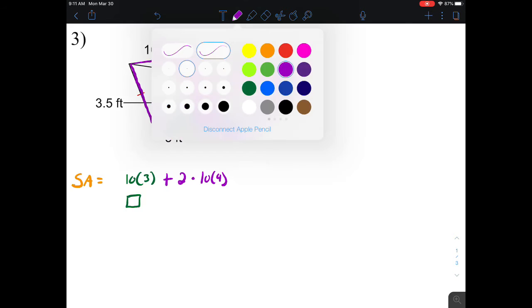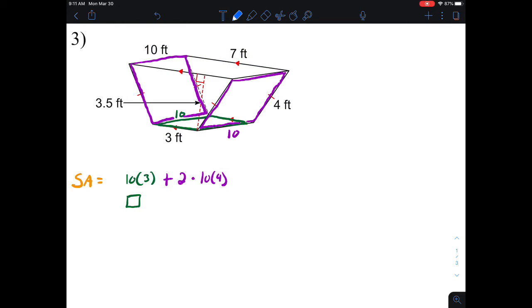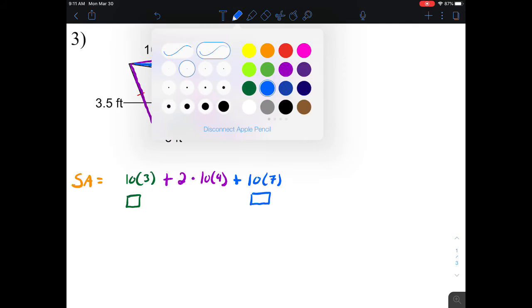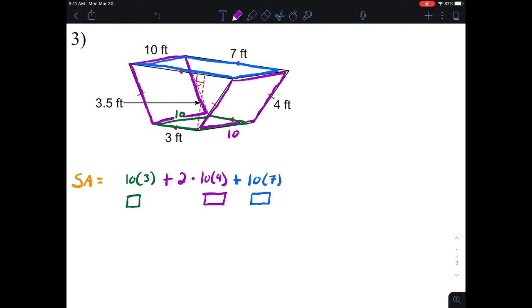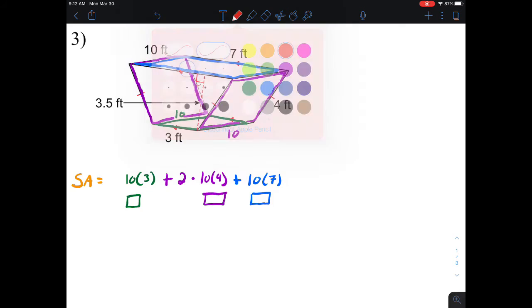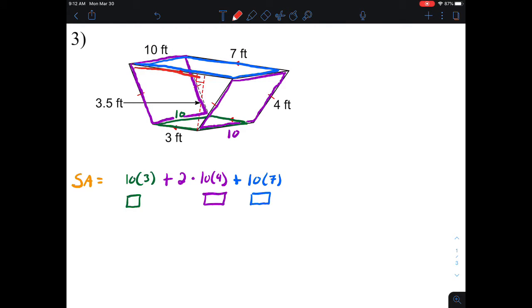And then I look at the very top here. I have a rectangle at the very top, right here in blue, which has one side of 10 and one side of 7. So far we've had 3 different rectangles. And we have 2 sides left of this shape, which are the trapezoids, where I have one of these trapezoids here at the very front.